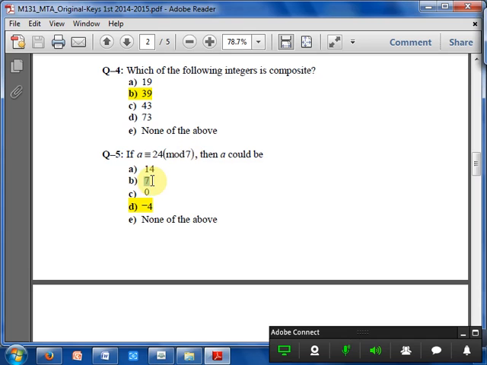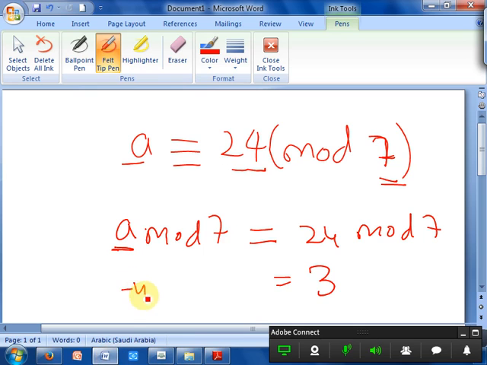Okay. 7 mod 7, remainder? 0. 0 mod 7 is 0. Minus 4 mod 7: 7 minus 4 is 3. So minus 4 mod 7 is 3. So your answer is, you got here minus 4 mod 7, which is 3. So 3 is equal to 3, right?